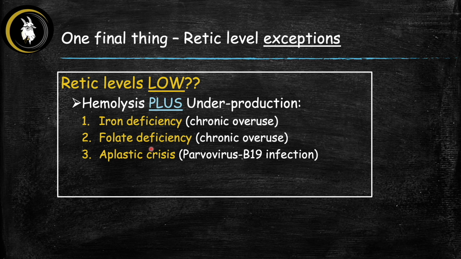Number 2 is folate deficiency, and this is for the same reason. They can also run out of folate because of their chronic hemolysis and overuse. And an extra clue here might be that they would have macrocytic anemia because of the folate deficiency. And then finally, a third cause is aplastic crisis. This is an infection by parvovirus B19, which attacks the red blood cell precursor cells in the bone marrow and shuts down their production. And if you want to learn more about parvovirus aplastic crisis, it's covered in the prior video in the series. So when you get a hemolytic case, and if the reticulocyte count is low, pay attention and watch out for these 3 things.